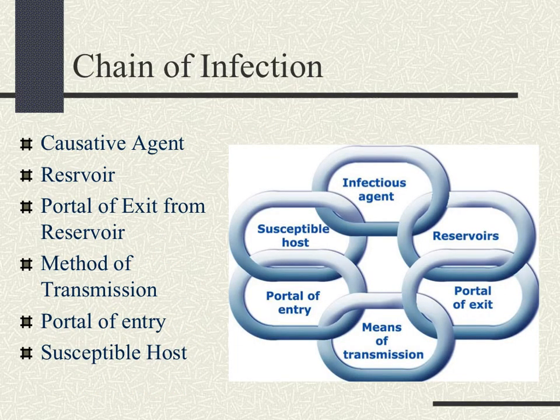On pages 60 through 63 of your book, there is a great explanation for each part of the chain. The chain of infection includes causative agents, the reservoir, portal of exit from the reservoir, method of transmission, portal of entry, and susceptible hosts. These are those 6 links for infection control. And to control infection, the chain of infection must be attacked at its weakest link.